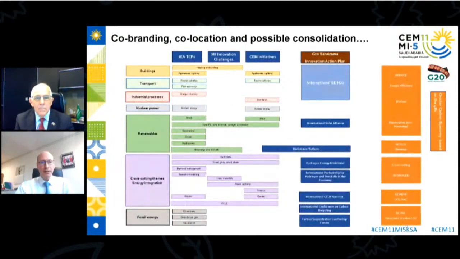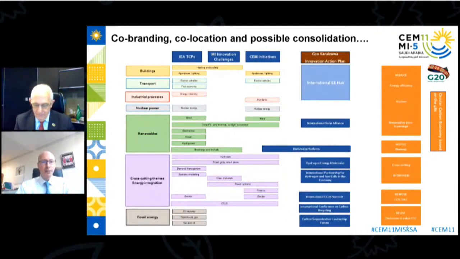This is looking at the international collaboration space. There's an awful lot going on out there. You see different things that we're doing in our IEA technology collaboration programs, TCPs, what's going on in Mission Innovation, what's going on in CEM, what has been happening in the G20, and then looking at the Saudi Arabian chairmanship for the G20 with reduce, recycle, cross-cutting, removing, reusing, et cetera.